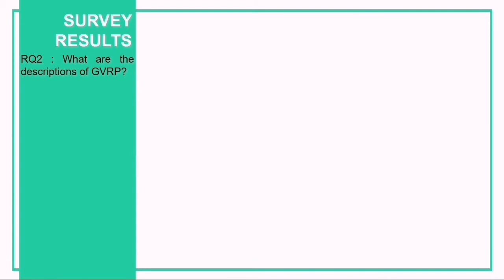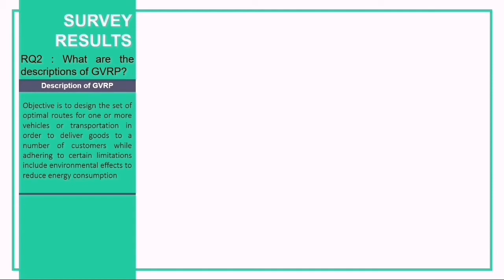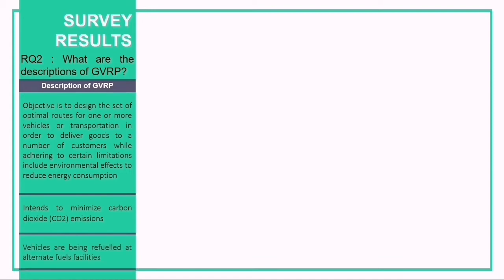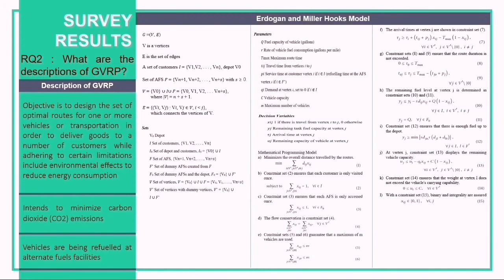Regarding the answer for research question 2, the GVRP objective is to design the set of optimal routes for one or more vehicles or transportation in order to deliver goods to a number of customers while adhering to certain limitations, including environmental effect, to reduce energy consumption. GVRP intends to minimize carbon dioxide emission of the VRP routes, including the route for charging at alternative fuel facilities. Next is the formula of GVRP, as you can see on the screen.